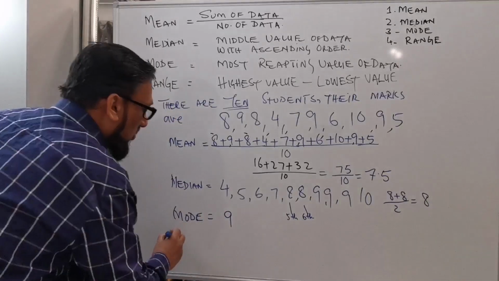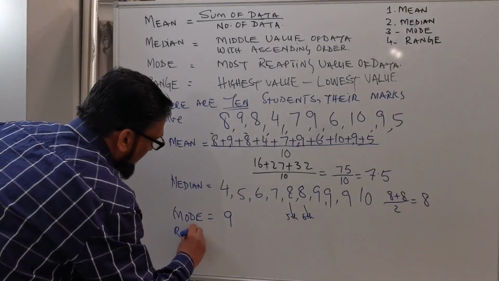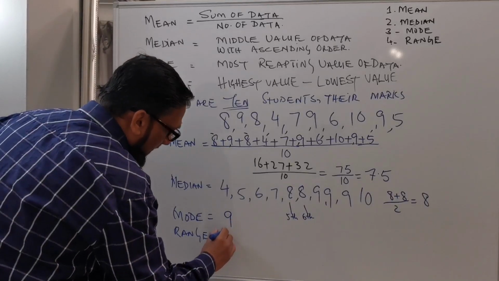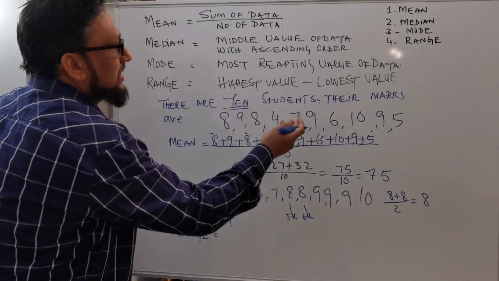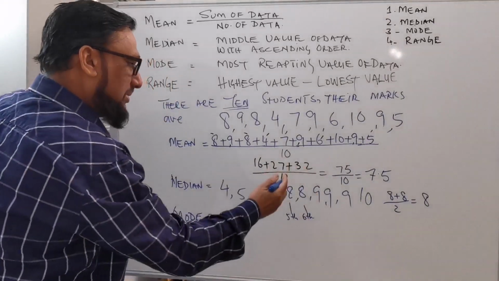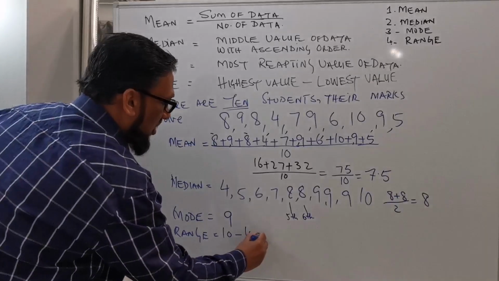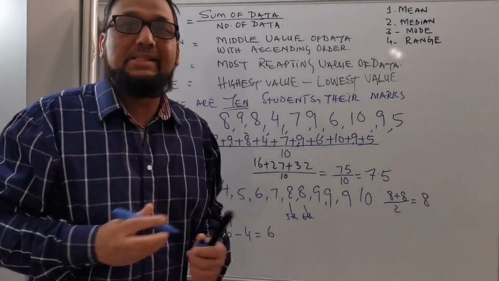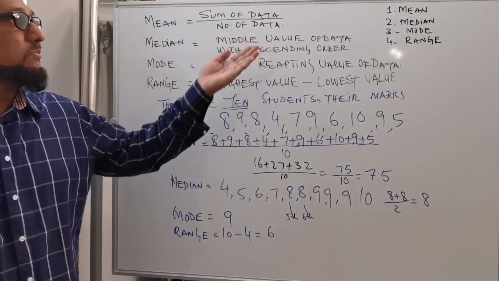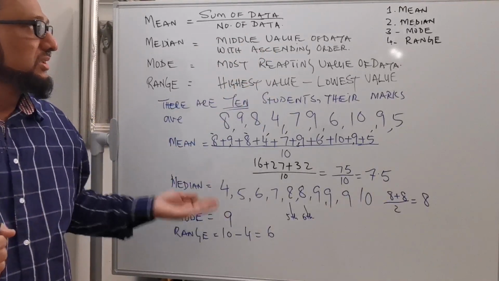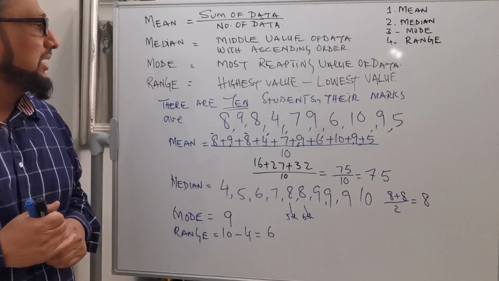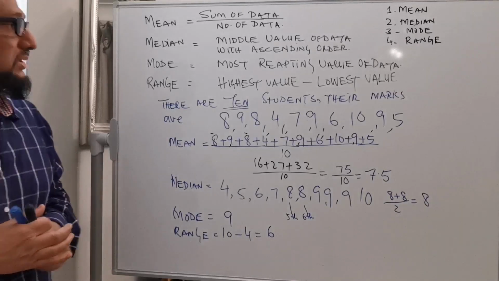And the last one is called range. So the range will be highest minus lowest. The highest value of the data is 10 and the lowest is 4. So it means the range will be 6. So this is the concept of mean, median, mode and range. So you can easily find these numbers.